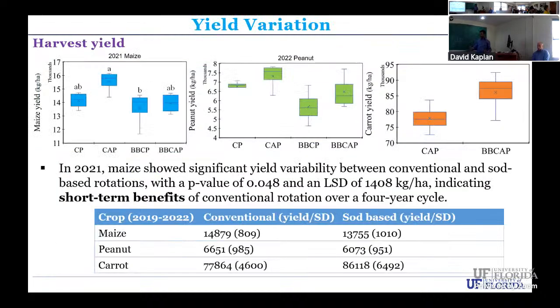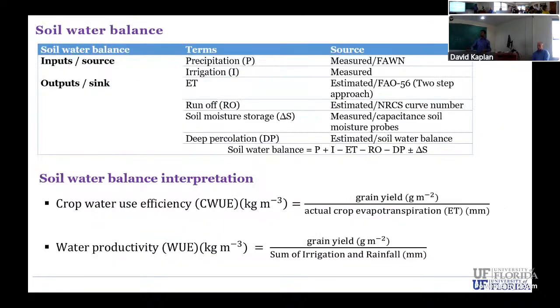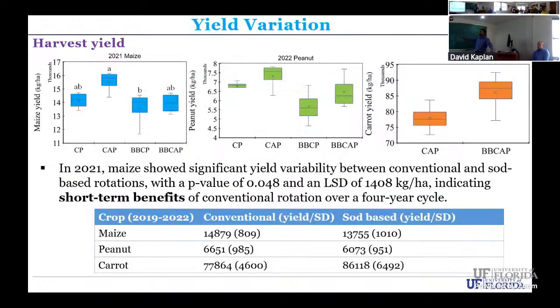We also looked into basic parameters of crop water productivity and grain yield, because we don't want lower yield with all these practices, right? We want to make sure that our crop performance stays the same. Okay, this is how the yield looked over the years. This is 2021 maize data. Crops: corn, peanut, corn, carrot, peanut, bahiagrass, corn, peanut, bahiagrass, corn, carrot, peanut.